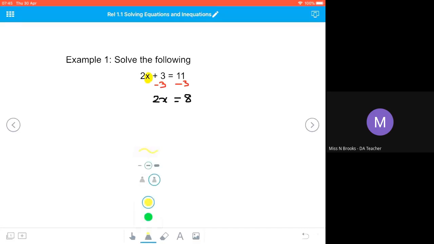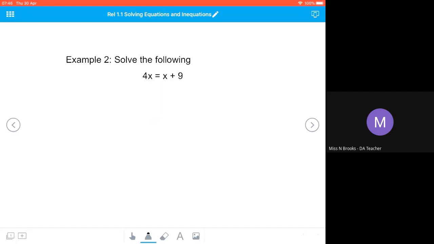Now we're still trying to isolate that x term. So what we're going to do next is the inverse of multiply by 2, which is divide by 2. So we're going to divide both sides by 2, and that means that our final answer is x equals 4. That's the solution to 2x plus 3 equals 11. And we can check by substitution. 2 times 4 is 8, 8 plus 3 is 11. So when x equals 4, our equation is true.